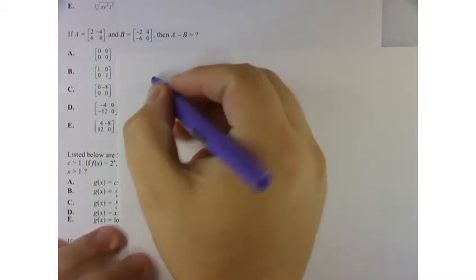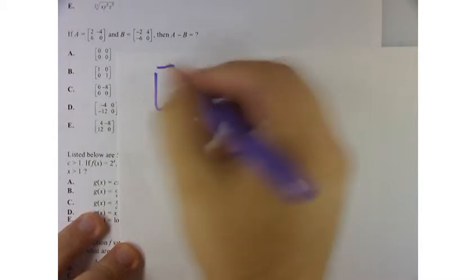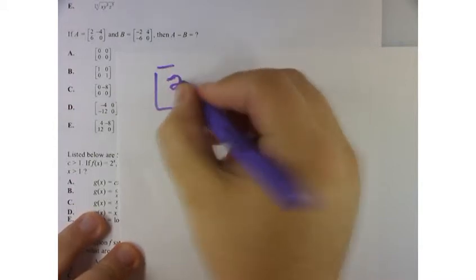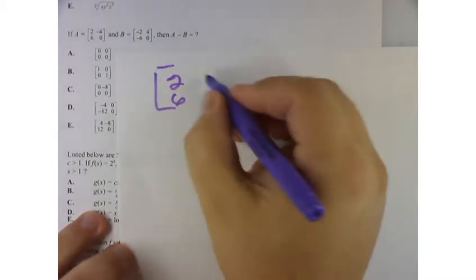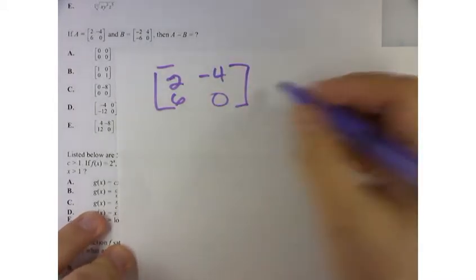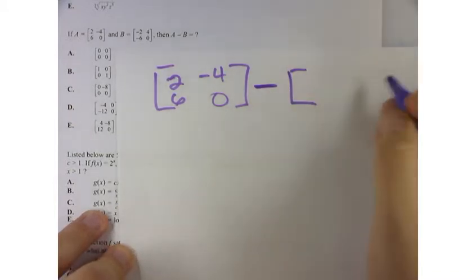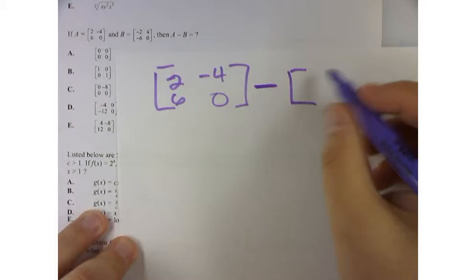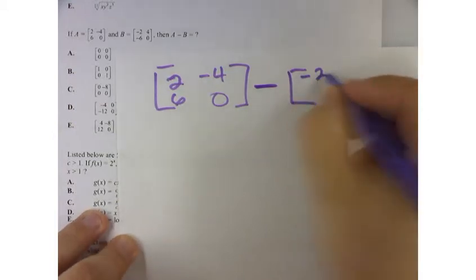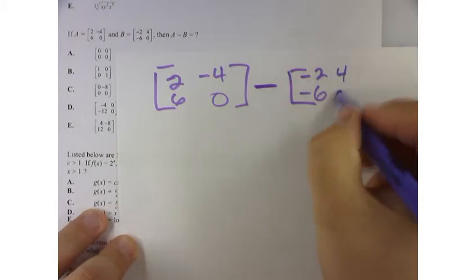I have two matrices. I'm going to write them a little bigger so you can see them. There's 2, 6, -4, and 0. That's matrix A. And then we're subtracting matrix B because the question asks us to subtract B from A. And so I've got -2, -6, 4, and 0.